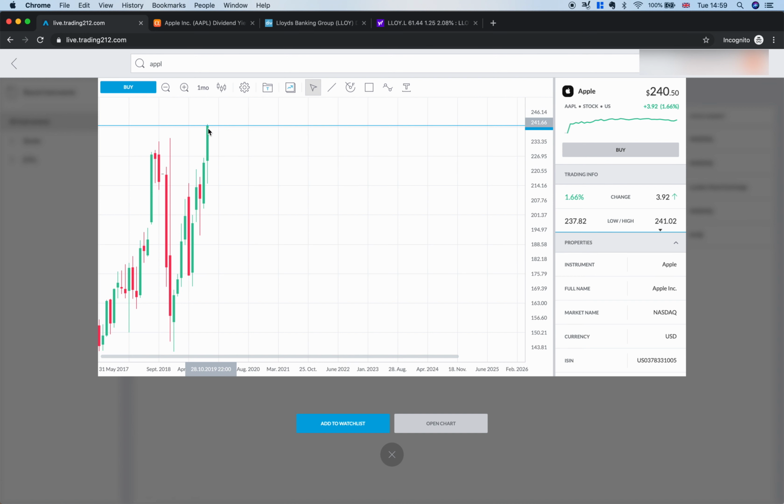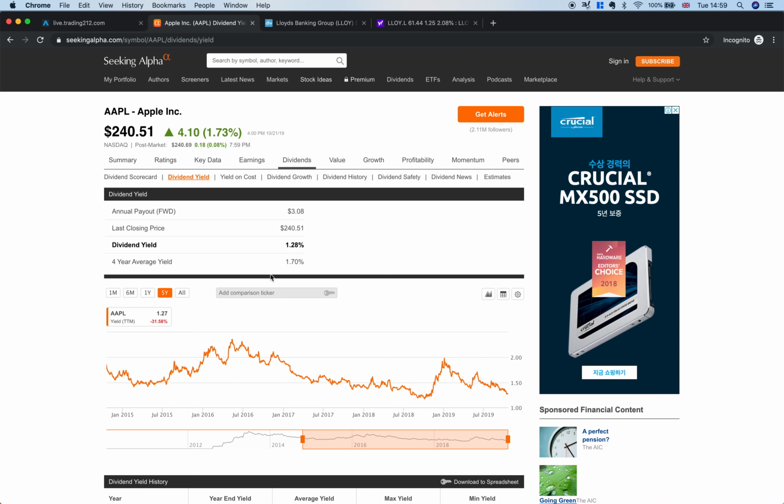That's not to say that in the future this can't grow even more, but from my perspective, the stock is at an all-time high in terms of stock appreciation, and in terms of dividends, they're close to an all-time low. So for me, this is not a great time to buy Apple.